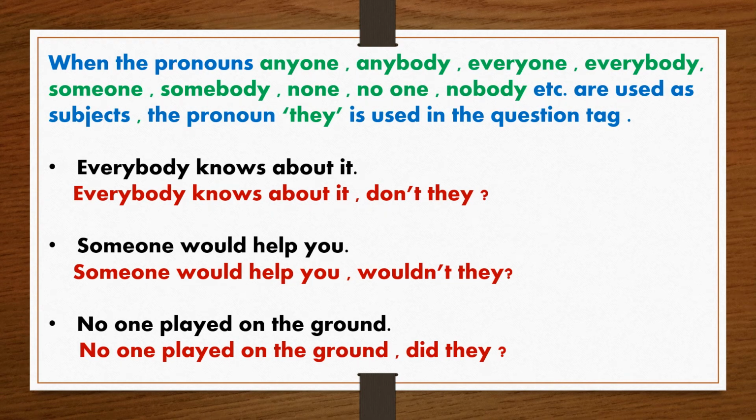When the pronouns anyone, anybody, everyone, everybody, someone, somebody, none, no one, nobody, etc. are used as subjects, the pronoun they is used in the question tag. For example, everybody knows about it. Everybody knows about it, don't they? Someone would help you. Someone would help you, wouldn't they? No one played on the ground. No one played on the ground, did they?